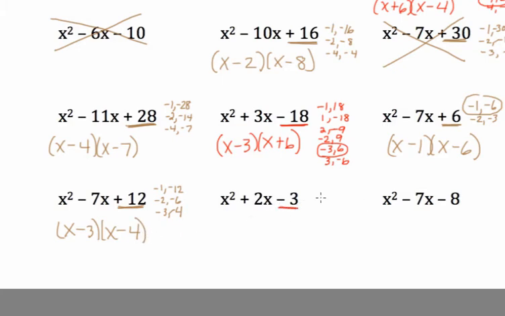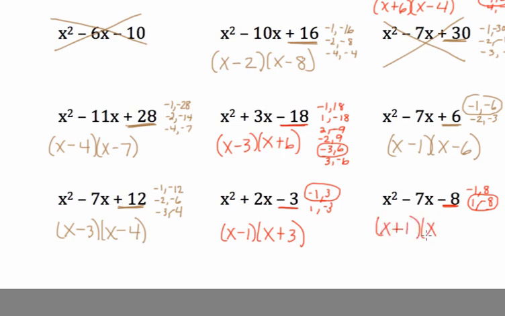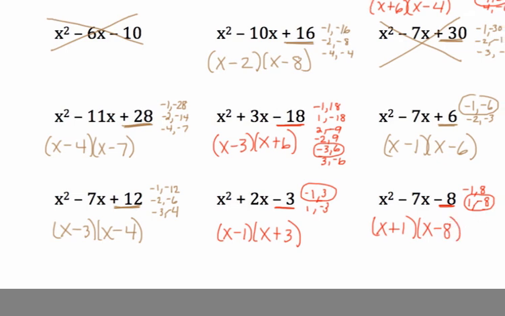A negative multiplying number means one of each sign. So negative 1 and 3, or 1 and negative 3 are my choices. This one adds to be positive 2. A negative multiplying number means one of each sign. Oh, there it is right there. I don't even have to go any further. 1 and negative 8 makes negative 7. That's how you factor.